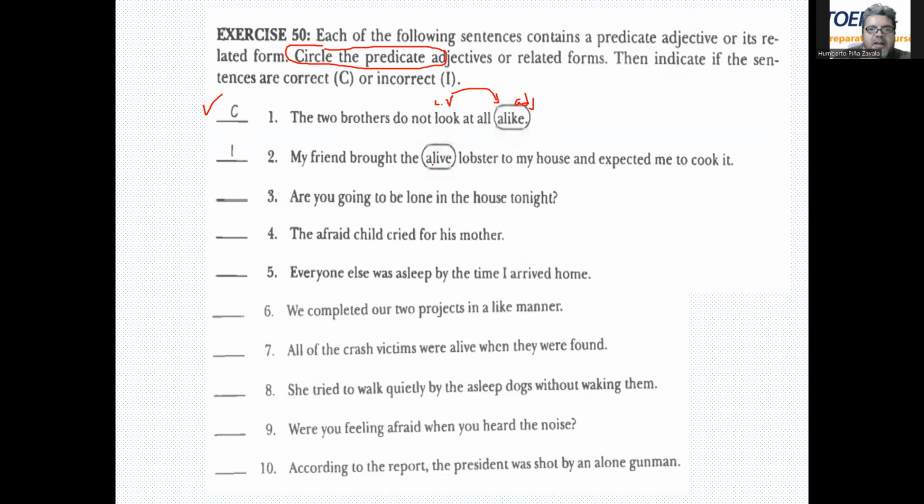My friend brought me the alive lobster to my house, right? And expected me to cook it. So this is not a linking verb. This is an action verb. And the adjective should be live. My friend brought me the live lobster to my house and expected me to cook it. So now it's time for you to pause the video and try to complete the exercise. And when you finish, you come back and look at the results.